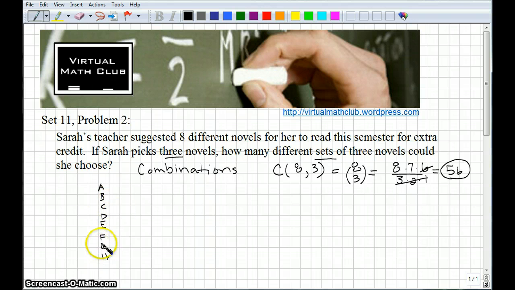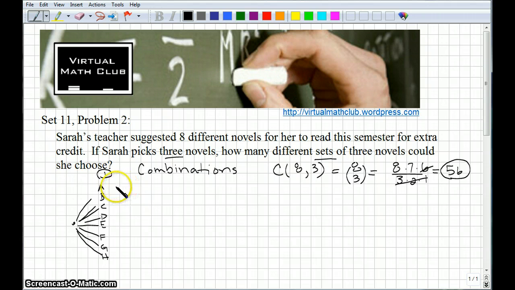So here's Sarah, and for her first novel she has 8 choices. She's got to pick A, B, C, D, E, F, G, or H. So she essentially has 8 choices for her first novel. I'll just draw 8 little lines from Sarah. So those are her 8 choices. But once she's picked one novel, she has 1 less novel to choose from.